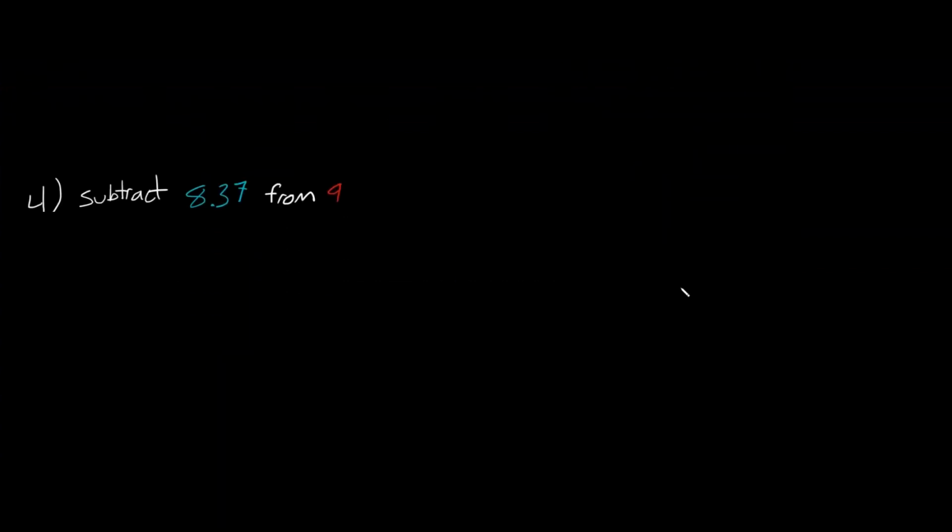Question 4 asks us to subtract 8.37 from 9. So we can go ahead and write 9. And notice here on the number we're subtracting, there's 2 places to the right of the decimal. And we can add a decimal and fill in some zeros since this does not change the value of the number. We're subtracting 8.37 from it.